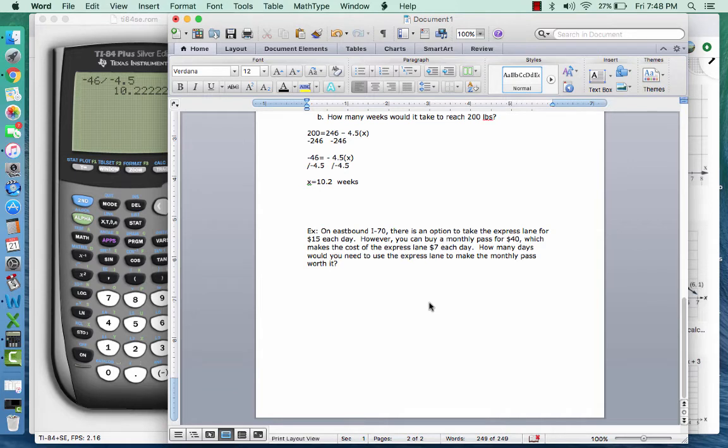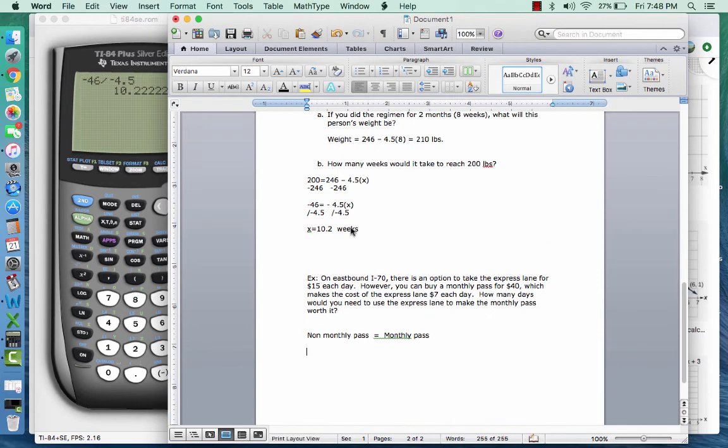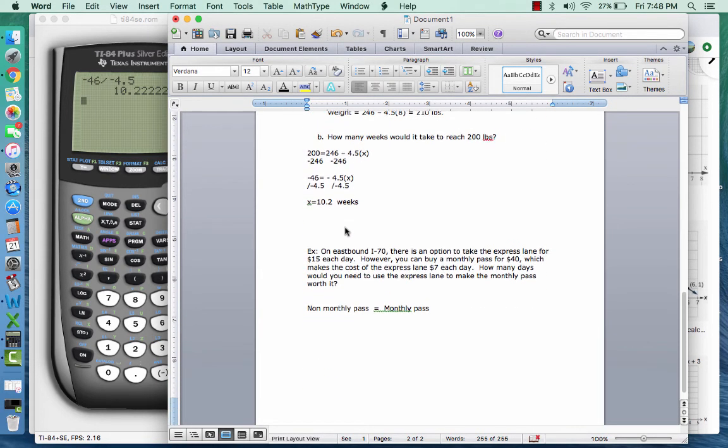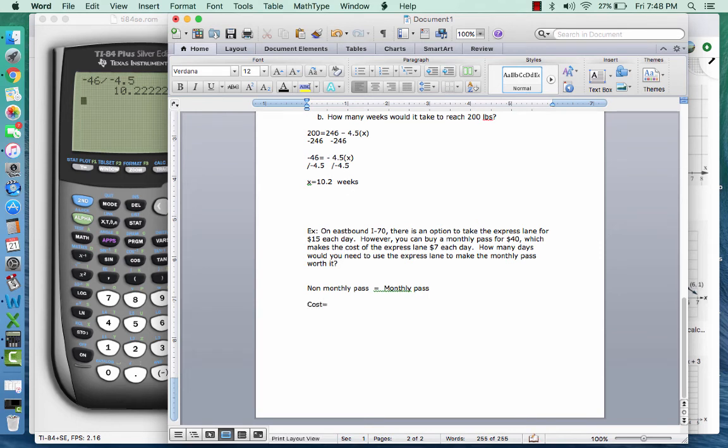So here's the way I'm going to look at this. I'm going to do the non-monthly pass plan, and I'm going to set that equal to the monthly pass plan. So there's really two models. For the non-monthly pass, there is no starting amount. The cost is just equal to 15 times the number of days that I use the pass. Let me set them equal to each other here in a minute. I'm just going to show both of these here.